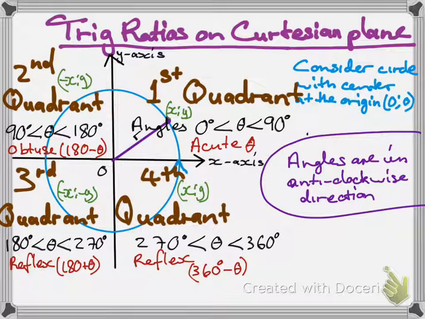Okay, so we'll be drawing right-angled triangles there. So you will see that for our angle theta in the first quadrant, the opposite side will be the y coordinate and the adjacent side will be the x coordinate. In the second quadrant, again, the adjacent side is the x coordinate and the opposite side is the y coordinate. And you can see in all the quadrants, the adjacent side is always the x coordinate and the opposite side is always the y coordinate. So keep that in mind.